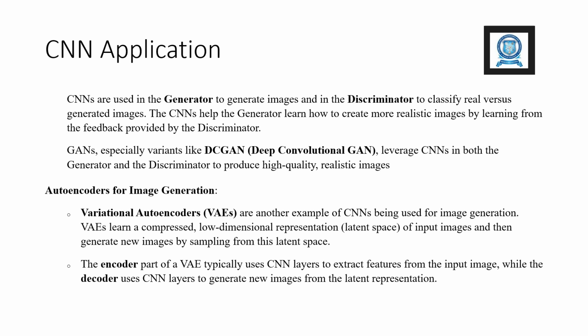Variational autoencoders are another example of CNNs being used for image generation. VAEs learn a compressed, low dimensional representation of input images and then generate new images by sampling from this latent space. The encoder part of a VAE typically uses CNN layers to extract features from the input image, while the decoder uses CNN layers to generate new images from the latent representation.